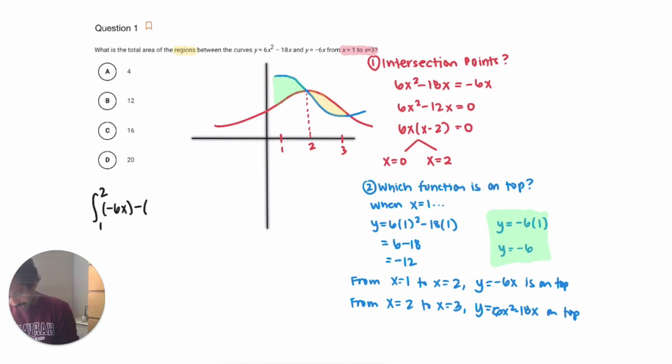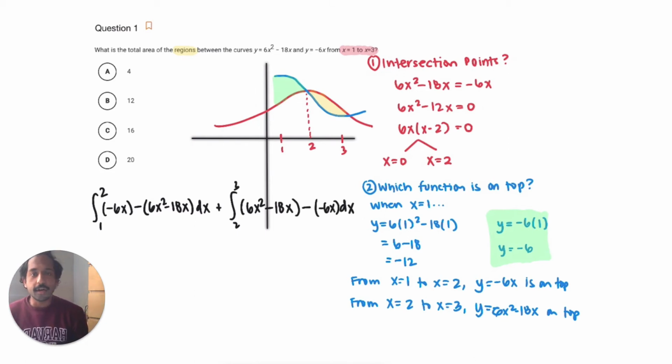And then we subtract our other function, which in this case was 6x squared minus 18x with respect to dx. And then what do we have to do? We also have to add our other equation. So add the integral from 2 to 3, and now they switch spots. The function that used to be above is now below. And so we can write it as 6x squared minus 18x minus negative 6x with respect to x.